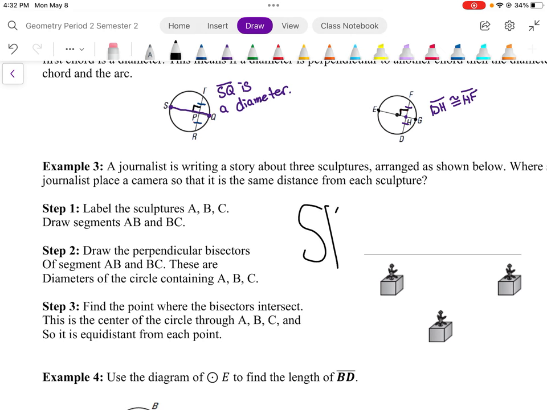We are going to skip example 3. You won't need it on the quiz or the test or the homework, so we're just going to go ahead and skip that one.